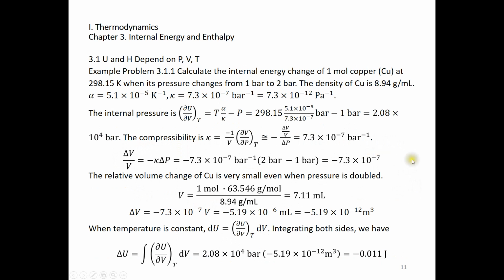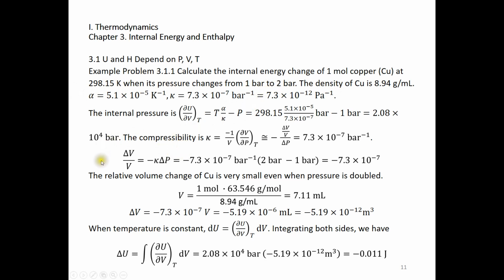Alright, we just plug in numbers now. We have the temperature, room temperature. We have the values of alpha and kappa, and we have the pressure. I'm going to use bars as the unit for pressure and Kelvin as the unit for temperature. We get delta U over delta V here. Now we need to know how much the volume changes. The temperature is constant, room temperature. The pressure changes, so I think the volume change should be negative.